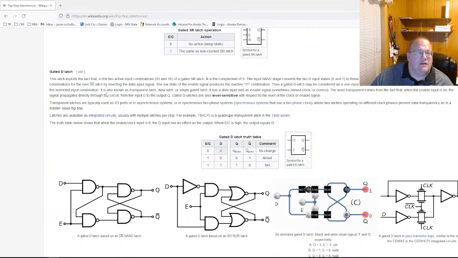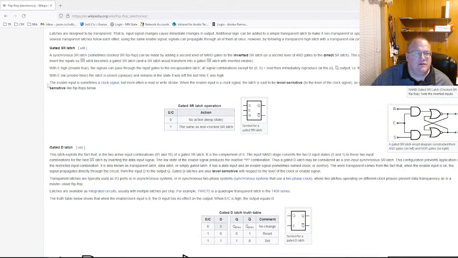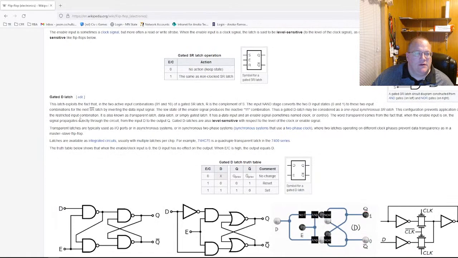This exploits the fact... what fact does it exploit? The enable input is sometimes called a clock, but more often a read and write strobe. A latch is said to be level sensitive to the level of this, as opposed to edge sensitive, like the flip-flops below. This latch exploits the fact that in the two active input conditions, 0,1 and 1,0, of a gated SR latch, R is the complement of S, and an input NAND stage converts the two D input states, 0 and 1, to these two input combinations for the next SR latch by inverting the data signal. Okay, that's actually kind of cool.